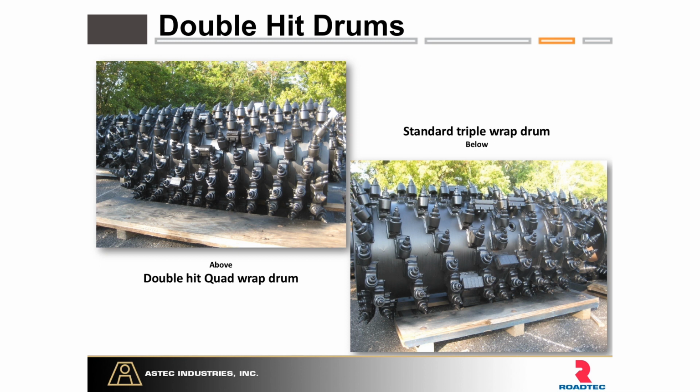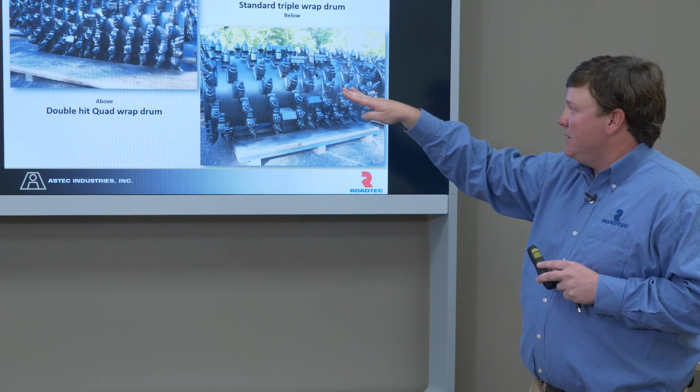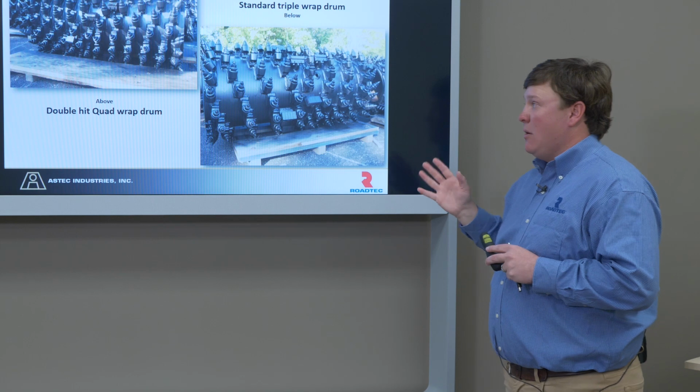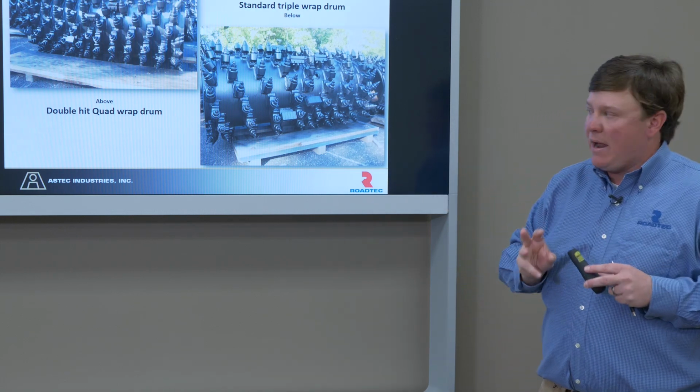And this is just to show you, we looked at a micro mill drum earlier. On the right here we have a standard triple wrap drum. On the left you have a double hit quad wrap drum. What we mean is within this drum you have 3 different scrolls of teeth that travel around this drum. On the left you have 4. So you see a larger number of teeth, but nothing like what we saw with the micro mill drum, where it was so crammed in there.